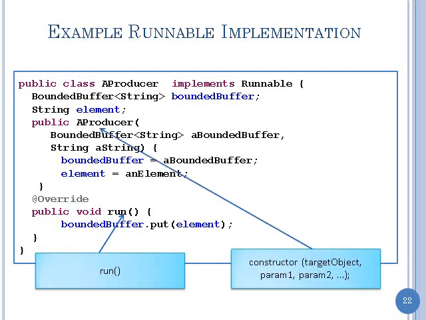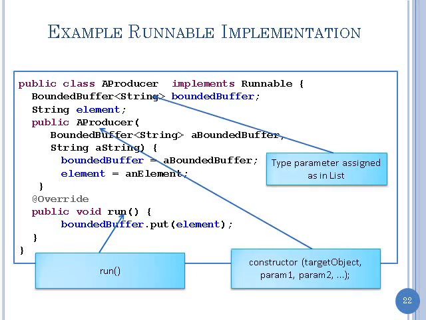So firstly, this is the run method. This is the constructor with parameters. And we are seeing now that if you use a list interface, you can say List<String> to say I want this kind of string. So BoundedBuffer is kind of a list, a bounded buffer of various types, and we are saying this is a string bounded buffer.